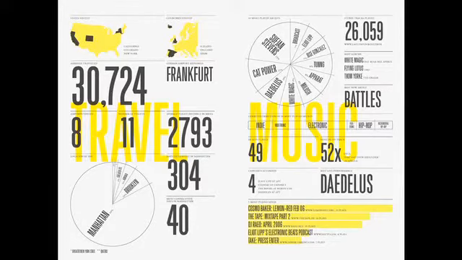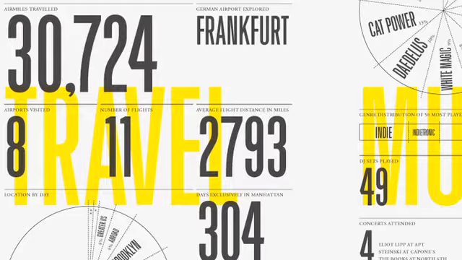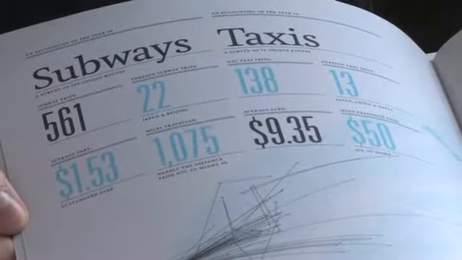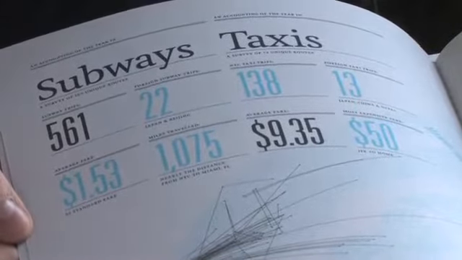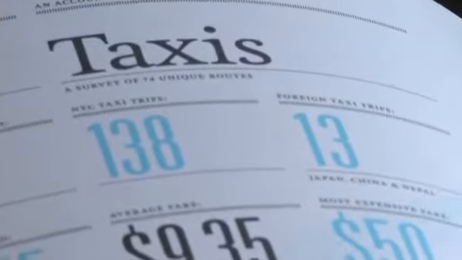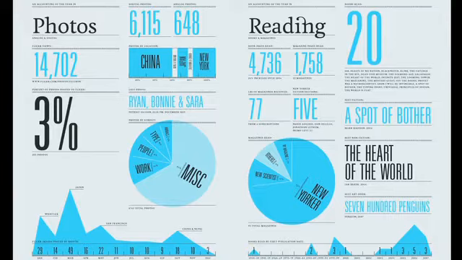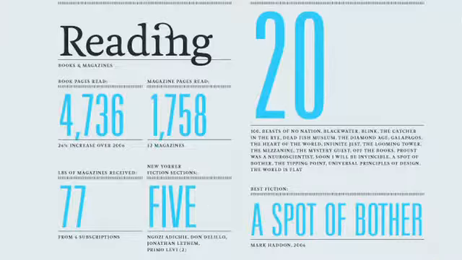My first reaction when I first saw the Feltron report was, we don't care, do we? But the thing is that it's more of an exercise in charting, and there's a great beauty in that, actually. Okay, we have subway trips, 561. Foreign subway trips, 22. New York City taxi trips, 138. Foreign taxi trips, 13. We don't care about his personal data, but actually he treats the data in such a beautiful, precious way, and he does it so well. You can't help but like it.